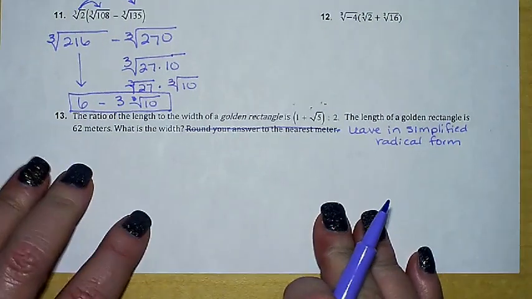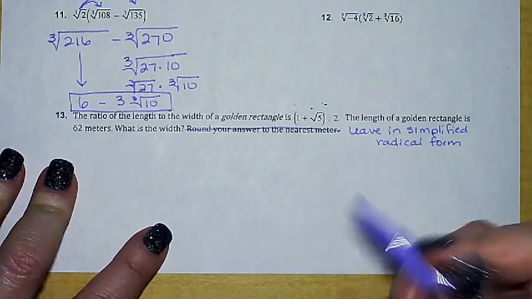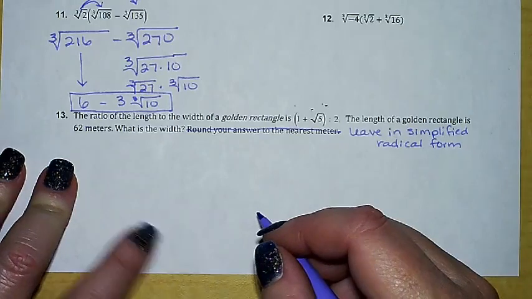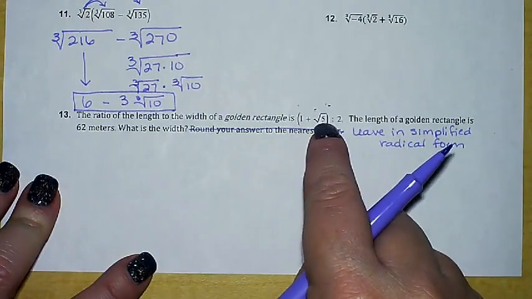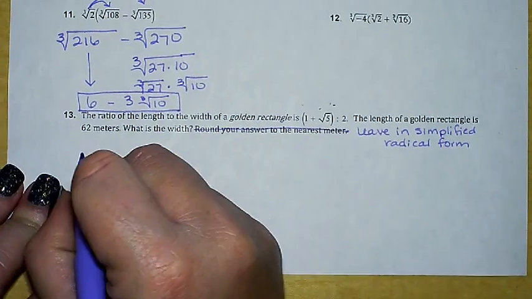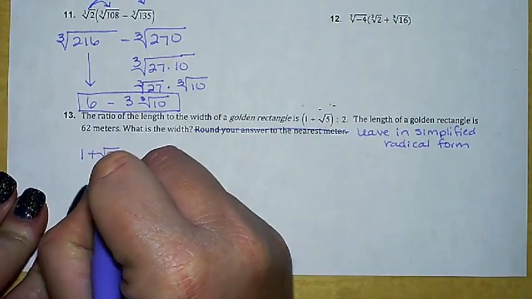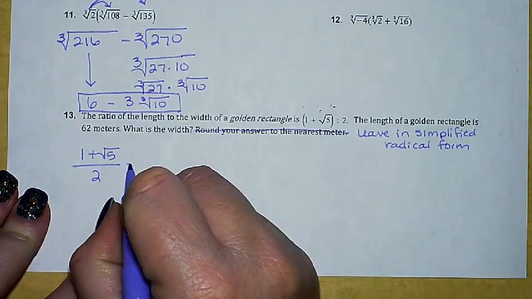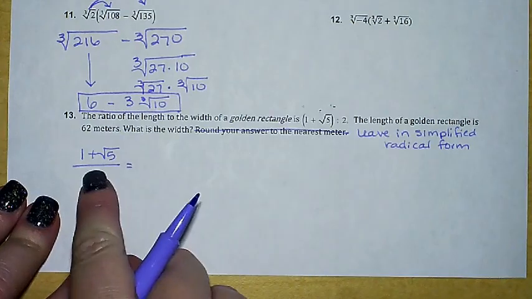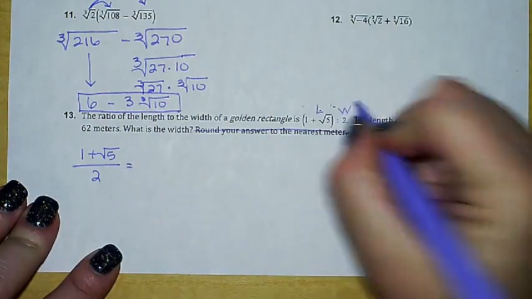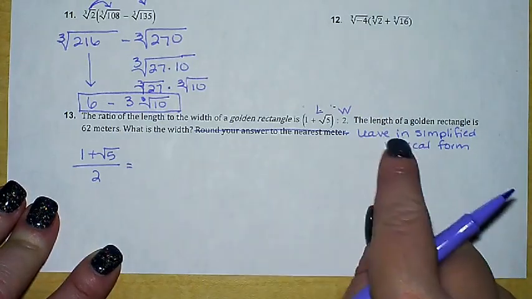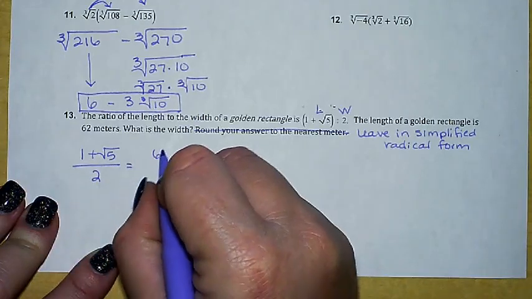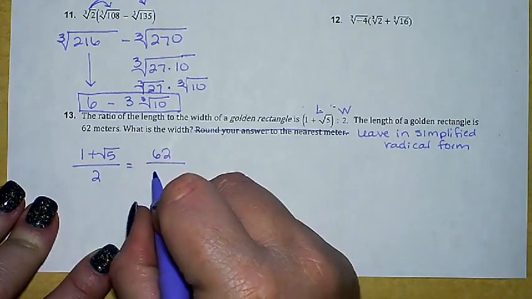So we're looking at a ratio. The ratio of the length to the width of a golden rectangle is 1 plus the square root of 5 to 2. So when we're setting up a ratio, it might have this colon here, it might say 1 plus the square root of 5 over 2, right? So if we're looking for the length and we set up this ratio, well, it says length to width, this is length and this is width. Now I'm given that my length is 62. So because I put my length on top, I'm going to put 62 on top. And I want to find my width.